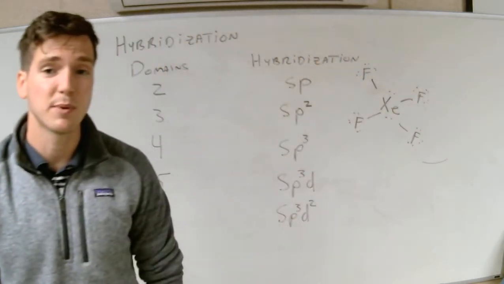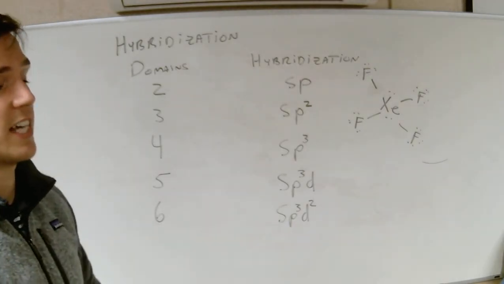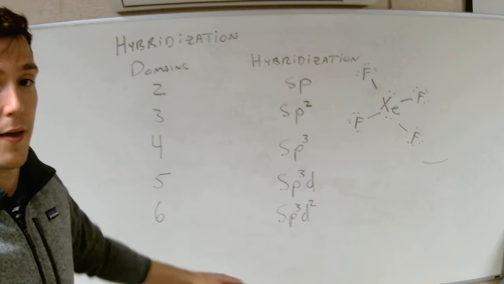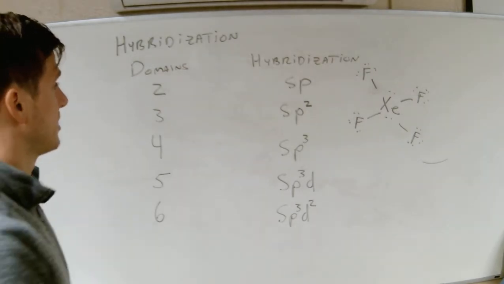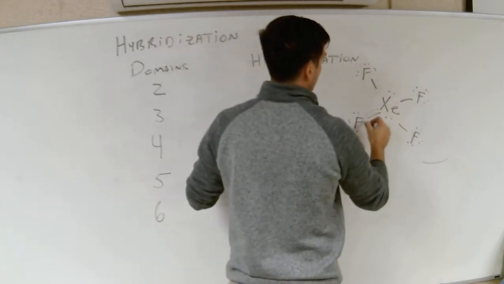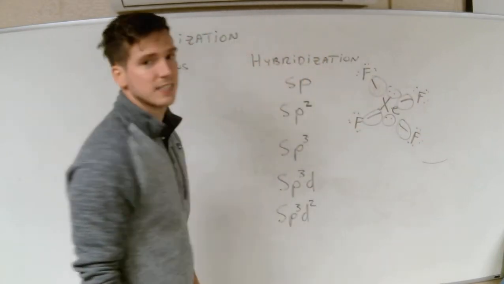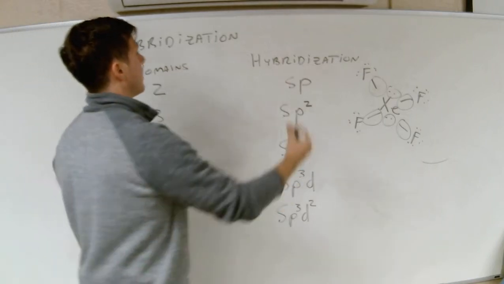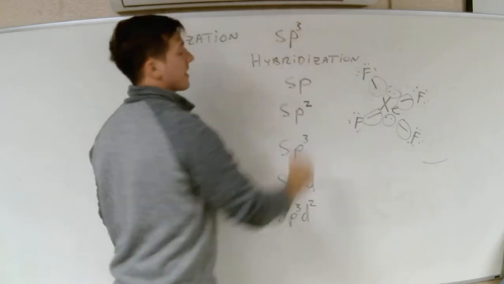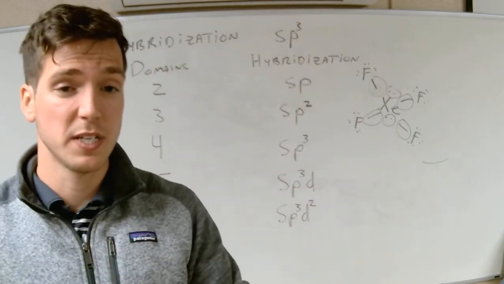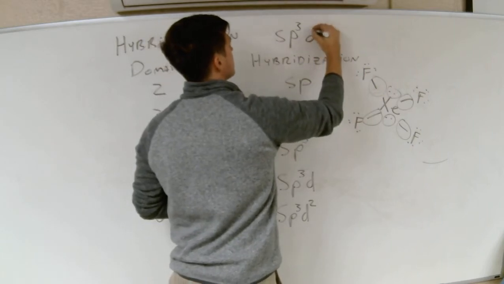Okay, what is the hybridization in the xenon tetrafluoride molecule? I look at that, I count how many domains are around the xenon. 1, 2, 3, 4, 5, 6. 6 domains, right? S counts for 1. The max I could put in my P is 3, so I have 4 so far. sp3, d2.